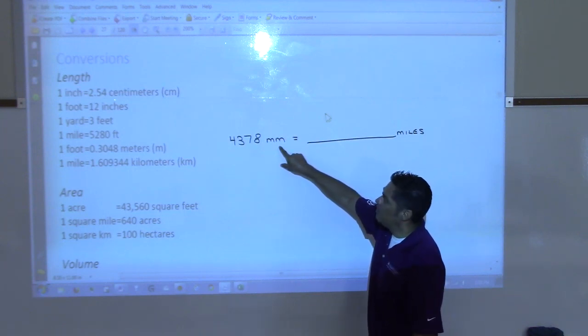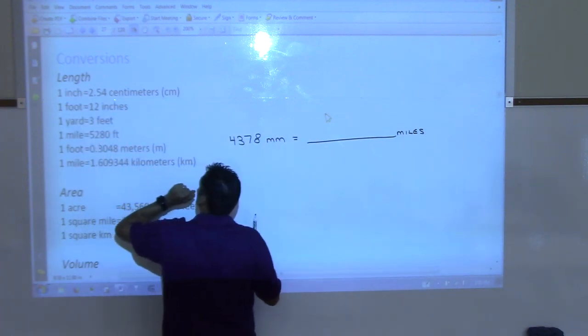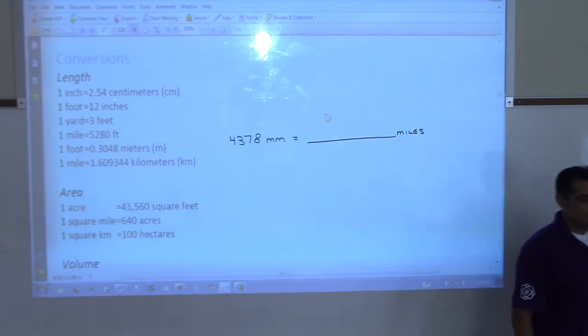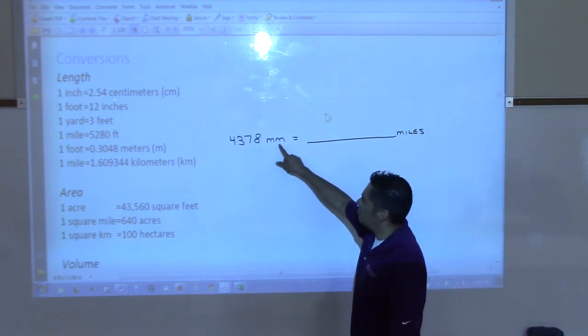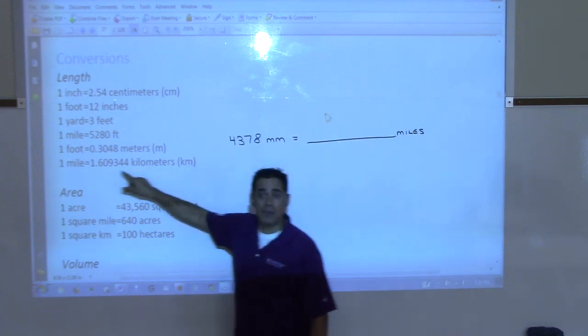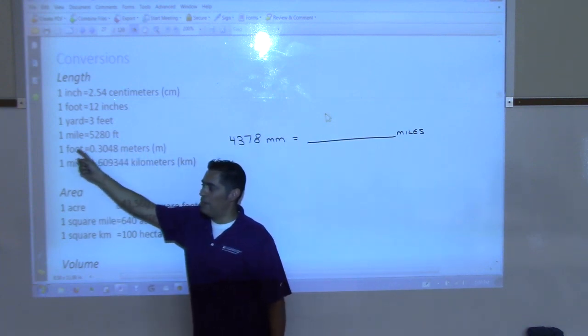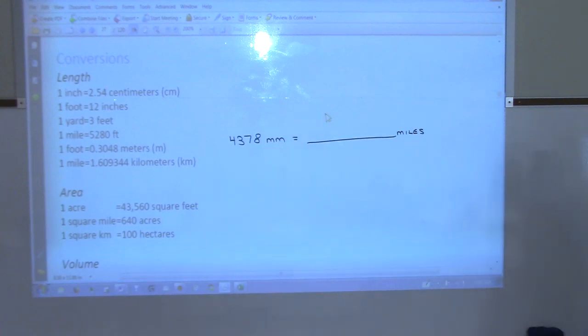And then from there we could go to inches, couldn't we? And then from inches we could go to feet, and from feet we could go to miles, right? That's one way. We could also go millimeters to what? How about just meters? Or we could go kilometers and then kilometers to mile. Or we could go millimeter to meter and then meter to foot and then foot to mile. There's all these different ways you can go through this. So how would you like to proceed? I don't care. Let's just do one.